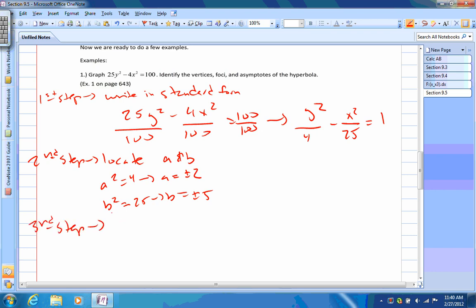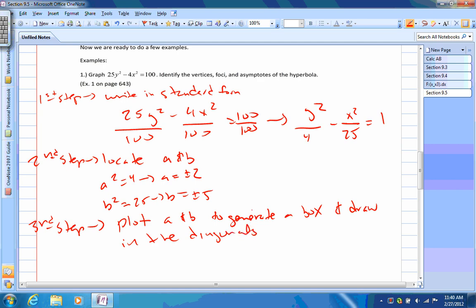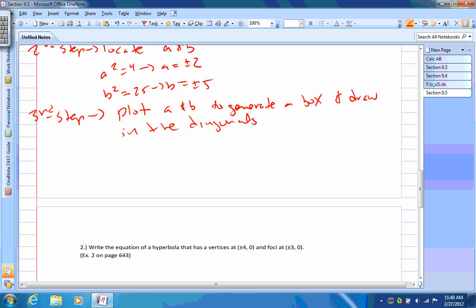Third step, plot a and b to generate a box. And draw in the diagonals. So we're going to have a rectangle that we're going to draw. So let's see here. 1, 2, 3, 4, 5. 1, 2, 3, 4, 5. 1, 2, 3, 4, 5. 1, 2, 3, 4, 5.